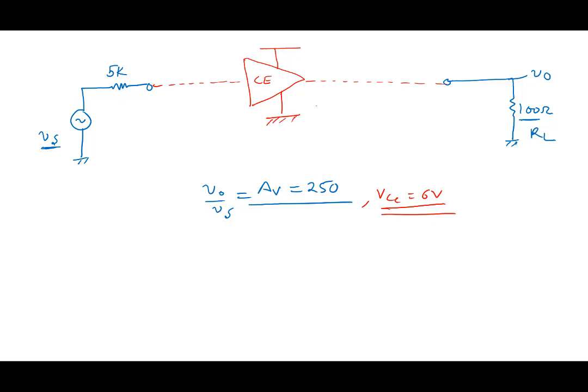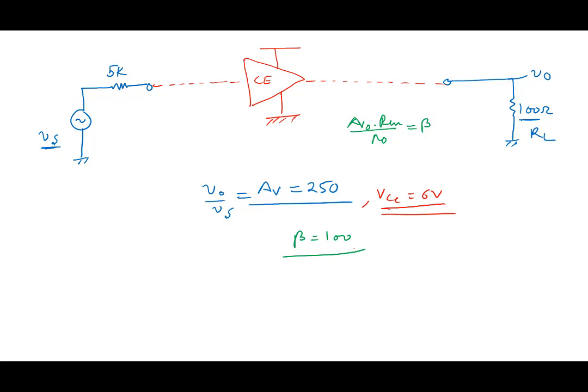So do you think a single common emitter stage will do it? Will a single common emitter stage give me this AV equal to 250? How would you design? Remember, for a common emitter stage, what is the equation that you have to keep in mind? AV0 Rin by Ro equal to beta. Let's say the common beta that we have available is 100.